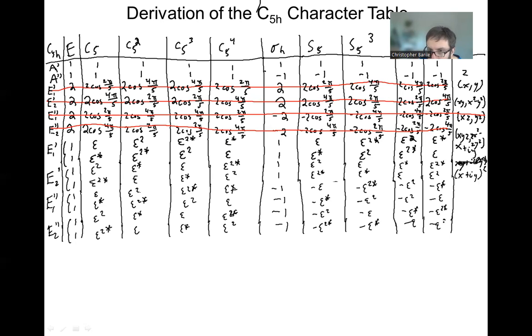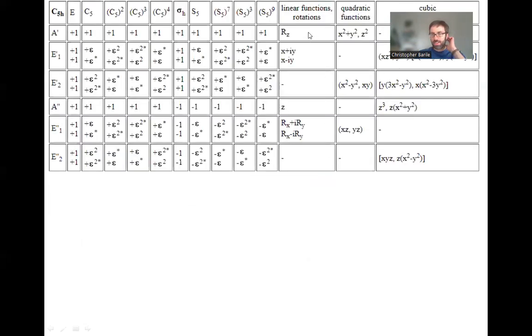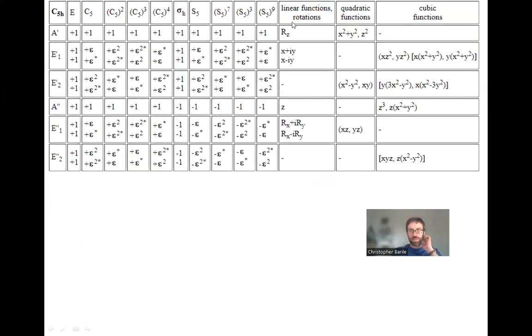And that, my friends, is the complete derivation of the C5h character table, one of the harder ones that we're going to do. Of course, they can get infinitely hard, but this is still chemically relevant. And you can look at the answer here, and you can see this is the normal way they do it, where they put it in terms of epsilon, which of course is equal to e to the 2 pi i over 5. It's a complex number.